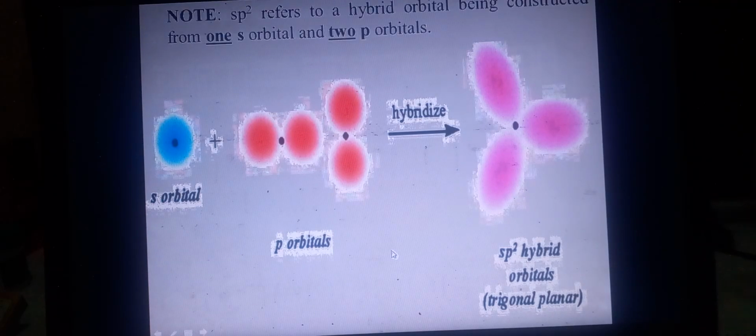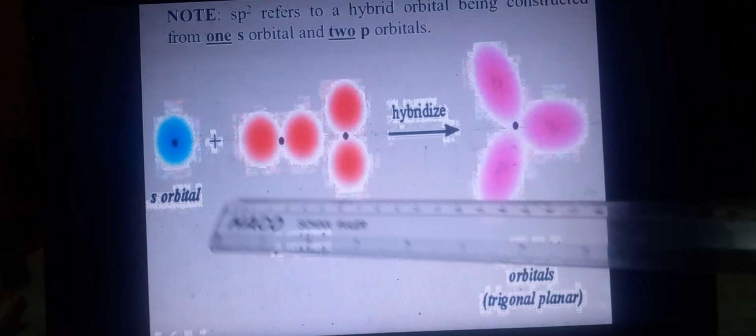They will form that planar kind of shape. So now we have an s orbital plus 2p orbitals. These are 2p orbitals. So when they combine, they will form sp2 hybrid orbitals, as you can see in that diagram.